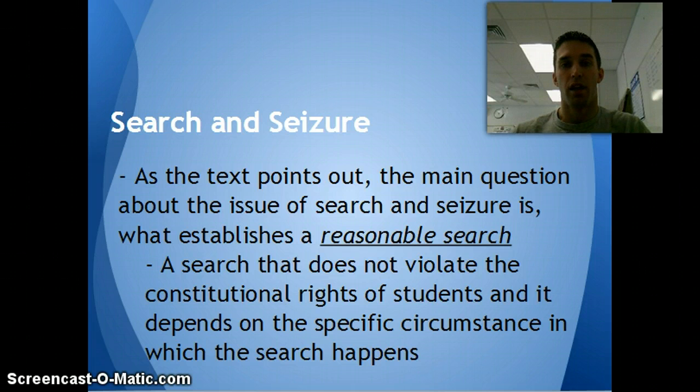As the text points out, the main question about the issue of search and seizure is what establishes a reasonable search. According to the textbook, a reasonable search is a search that does not violate the constitutional rights of students, and it depends on the specific circumstance in which the search happens.